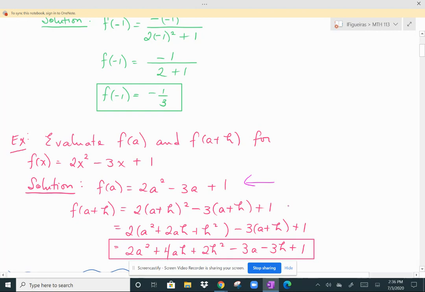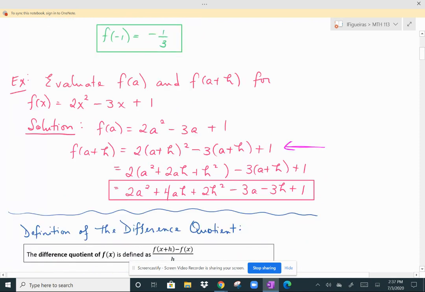Now, when I substitute a plus h, like this asks you to do, that means everywhere there's an x in your f of x, you have to replace it with a plus h. And whatever is being done to x must be done to a plus h. So that's exactly what you see here. I have 2 times a plus h squared minus 3 times a plus h. And make sure you put the parentheses around the a plus h because this is -3 times x, and your x is now a plus h, so it has to be -3 times a plus h. And then the plus 1. The plus 1 doesn't change because the 1 doesn't have a variable.